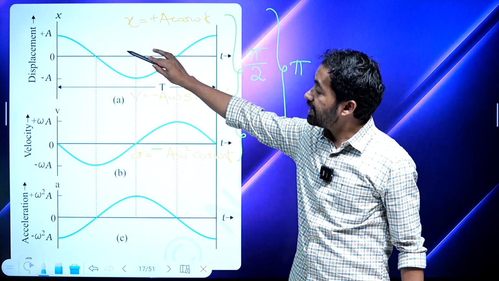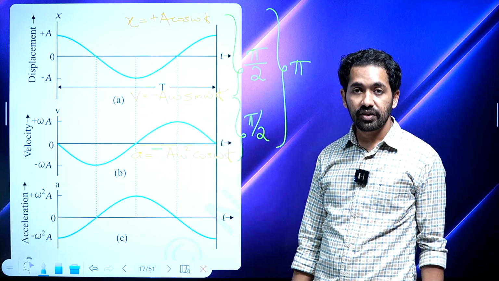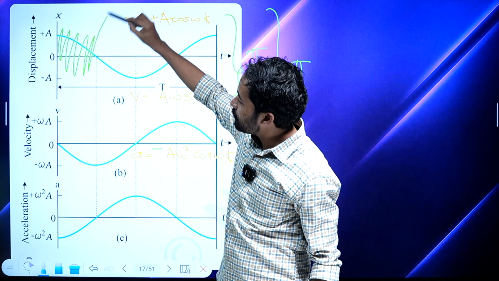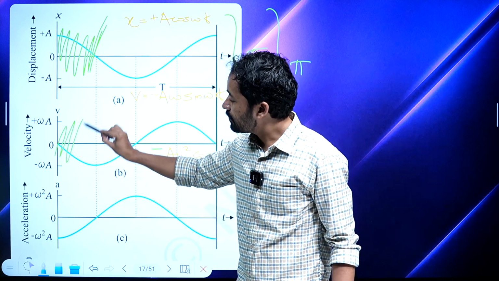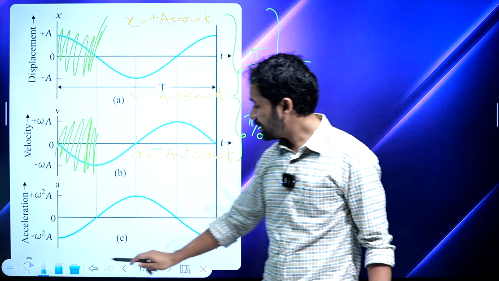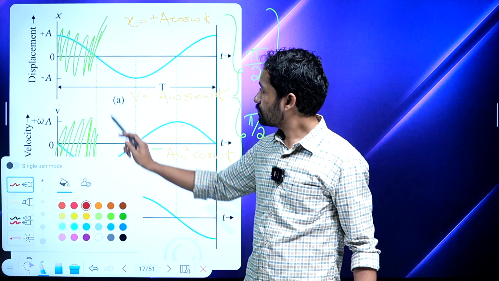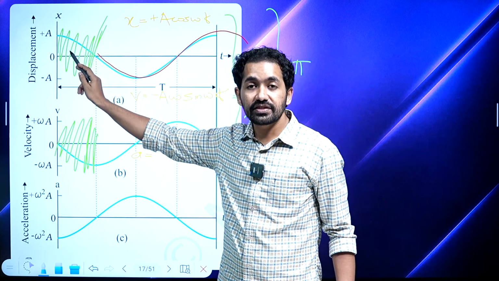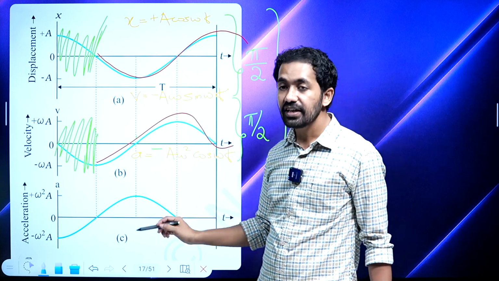What is the similarity between the first graph and the second graph? Yes. See, if you cut this much portion from the first graph, you are getting the second graph. If you cut the same portion, which corresponds to T by 4, in the second graph, you are getting the third graph. Am I right? Here, when you cut the first quarter, I am getting the second graph. Here again I am cutting the second and I am getting the third graph.